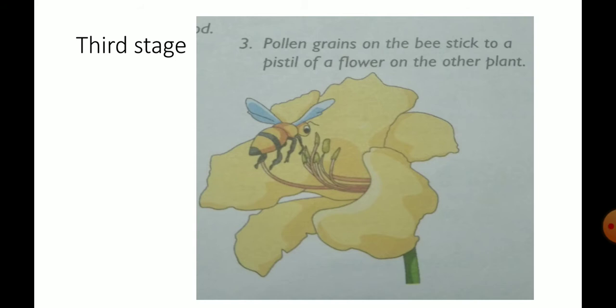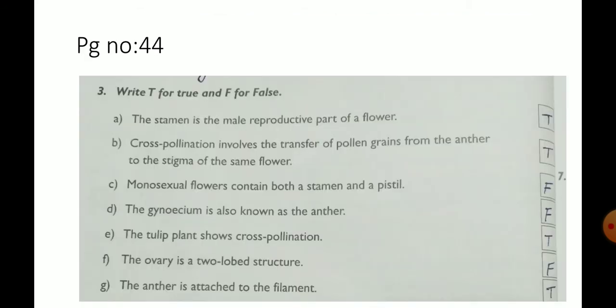Pollination in flowering plants. So today we have learned pollination and the process of pollination. And today's homework is to do exercise 3, page number 44 in the textbook and in the copy.